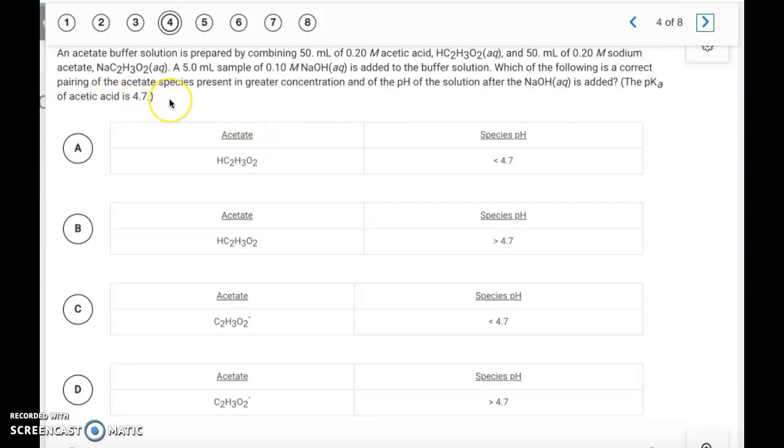If you have equal amounts of conjugate base and acid, then the pH is equal to the pKa. If you have more of the weak acid, then the pH is going to be less than that. If you have more of the conjugate base, then the pH is going to be more than that.